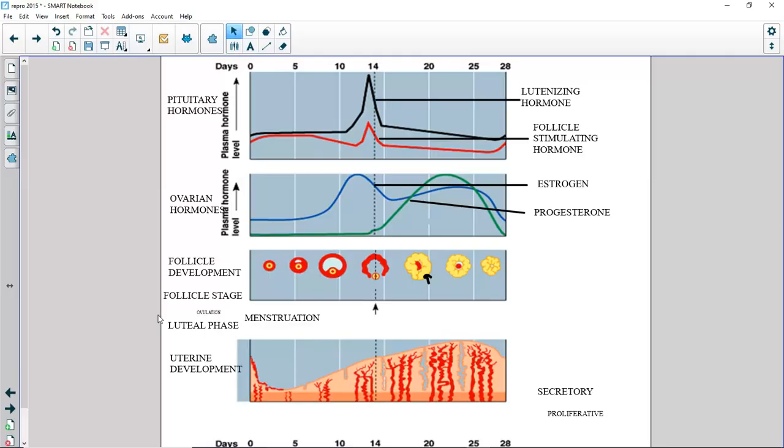So days 1 to 5. Let's put them all in there. Sorry, let me get this in order here. All right. Days 1 to 5. Ovulation and the follicle stage. So I'm going to take this out here. Now I have them in order. Sorry.